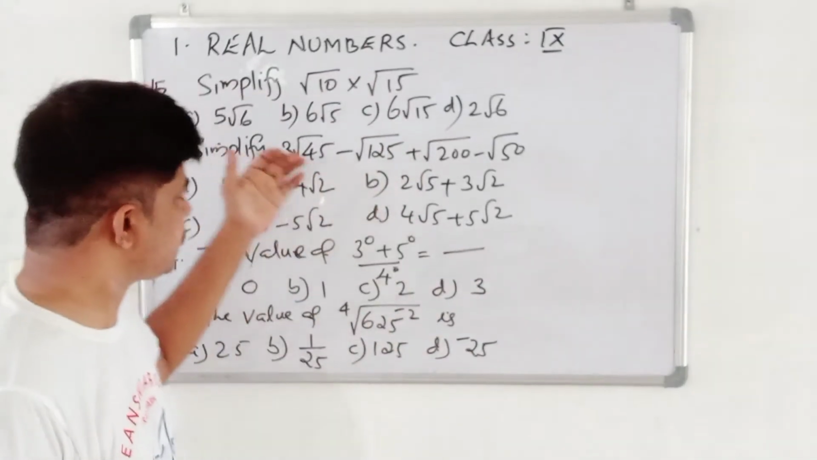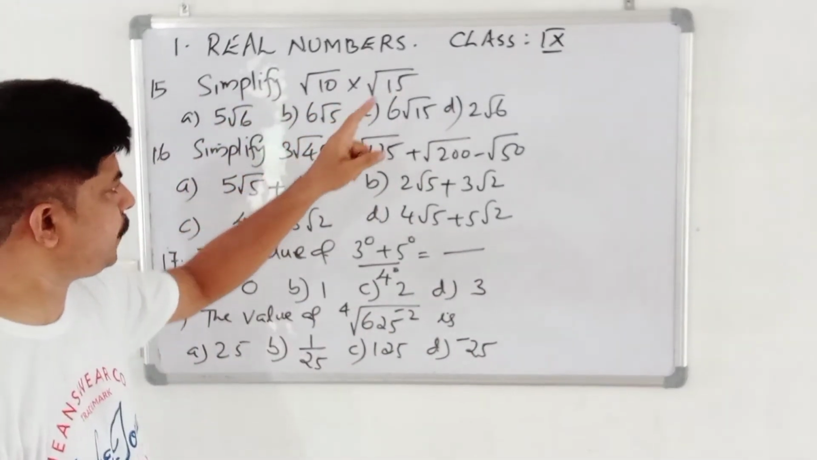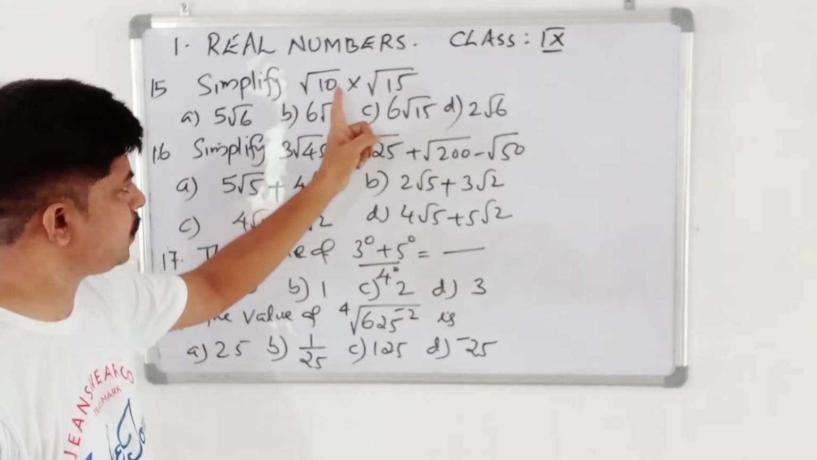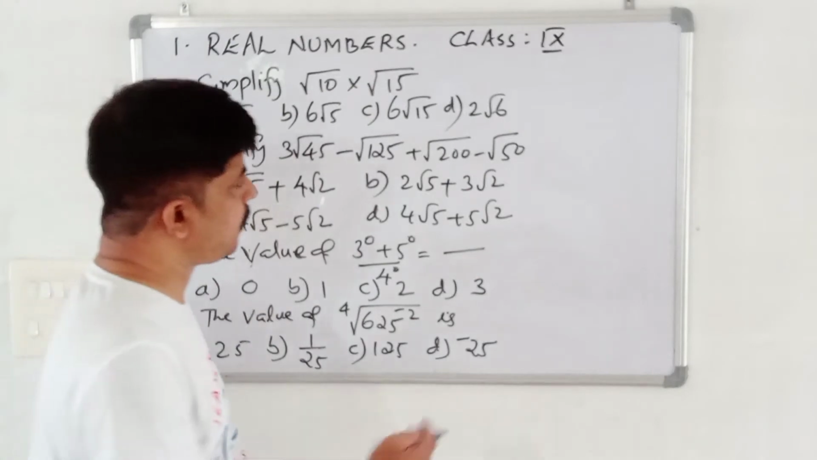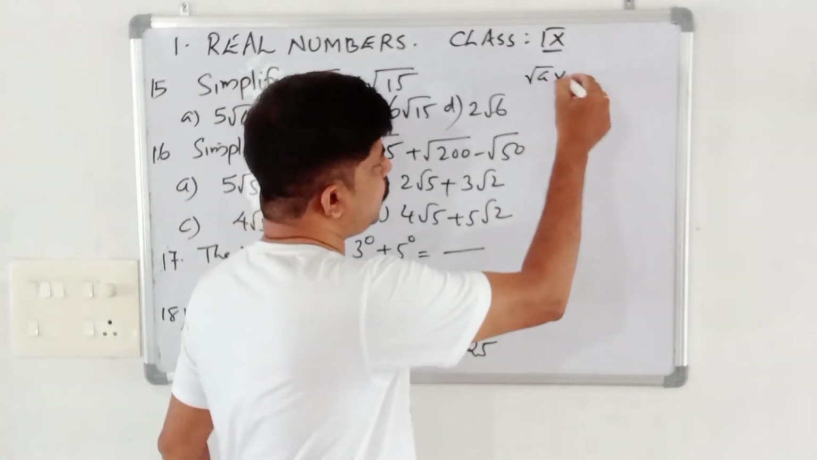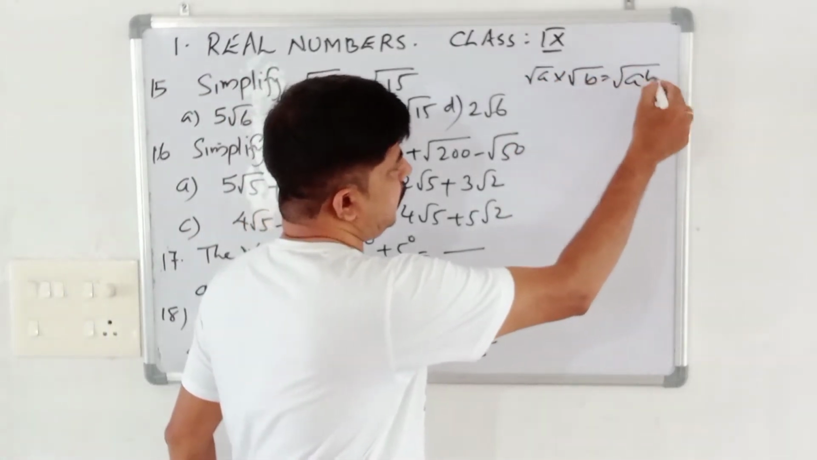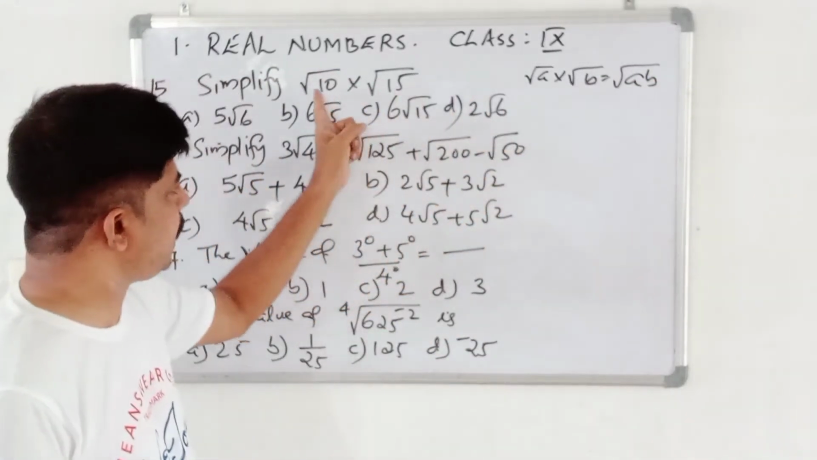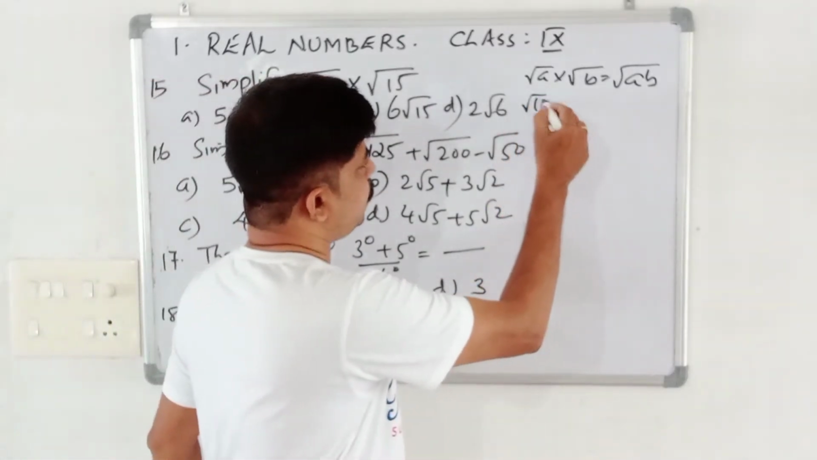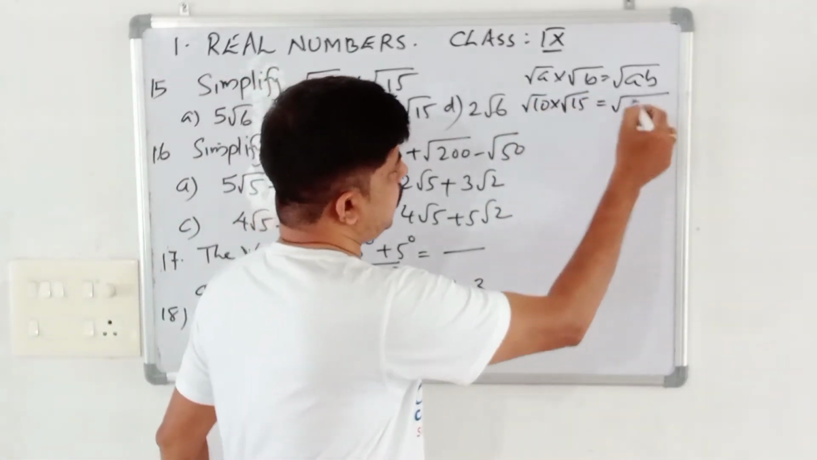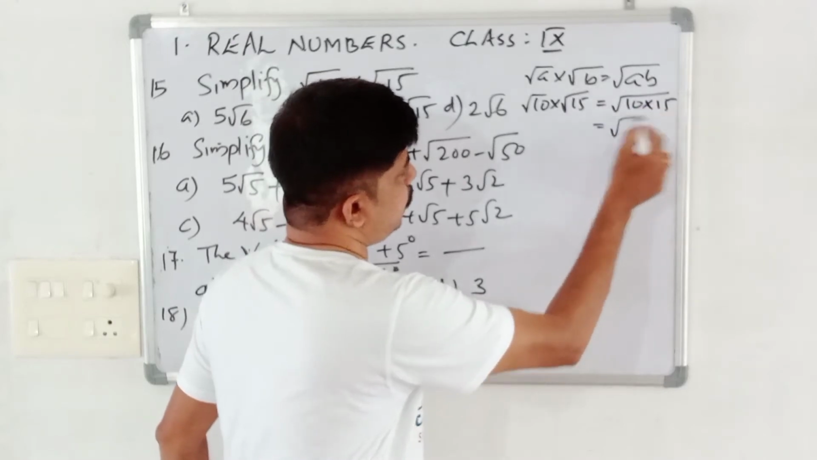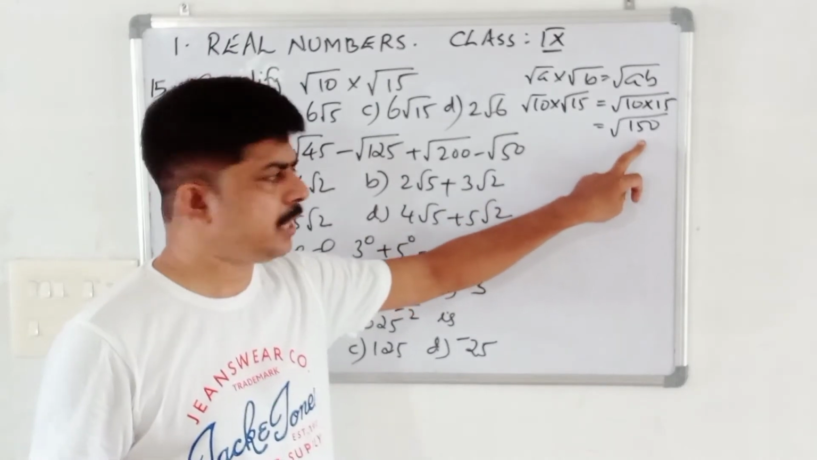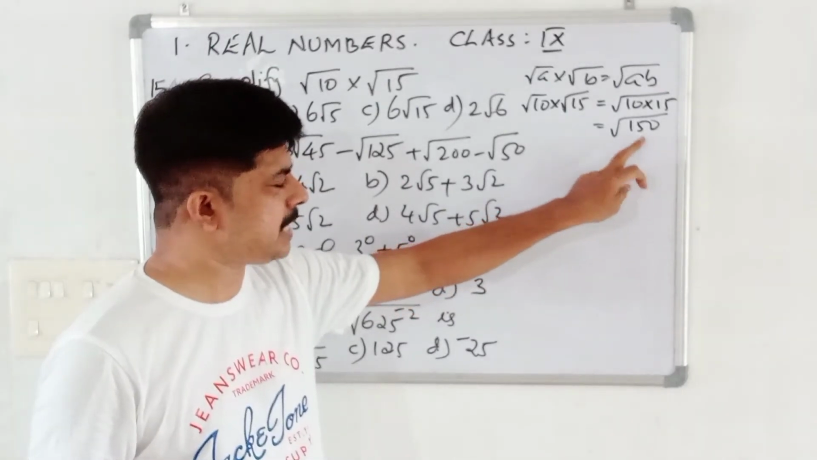Okay, here is the next question. Simplify root 10 into root 15. These two radicals we have to multiply. We have the property root a into root b can be written as root ab. Similarly, root 10 into root 15 can be written as root of 10 into 15. We have root 150. Now we have to write it in mixed form. We have to take out the rational number.